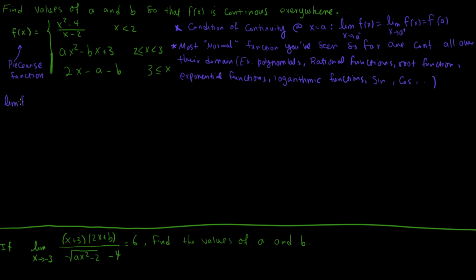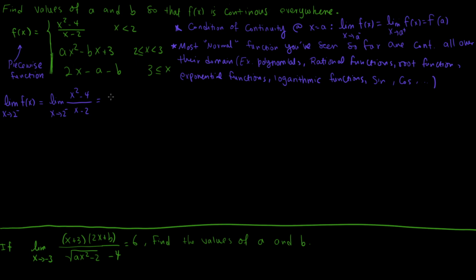We're going to do the limit of f of x as x approaches 2 minus. Well, what is that going to be equal to? Well, these are values of x that are less than 2. So I'm going to choose the top one. So it would be the limit of x squared minus 4 over x minus 2 as x approaches 2 minus. And this would give you, well, if you plug in the 2, you get a 0 over 0.